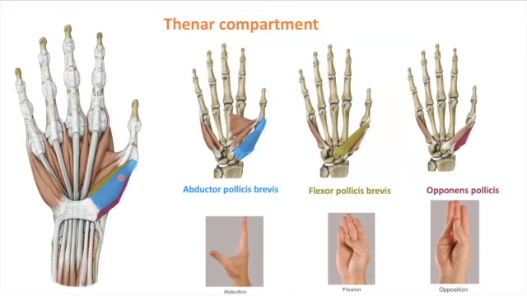If you need a mnemonic to remember these muscles, FO. Abductor, flexor, opponens, FO.